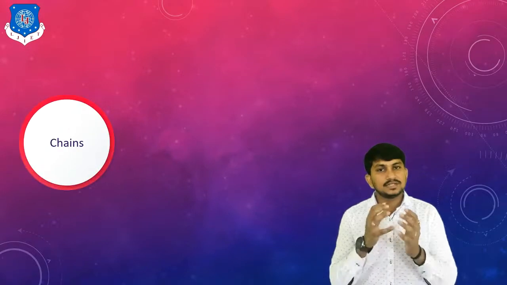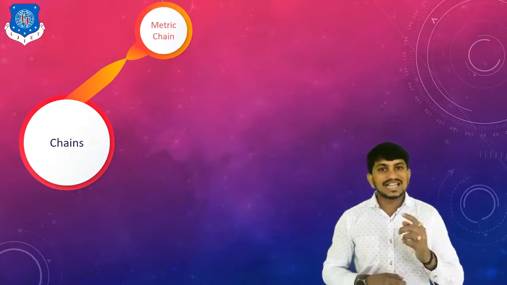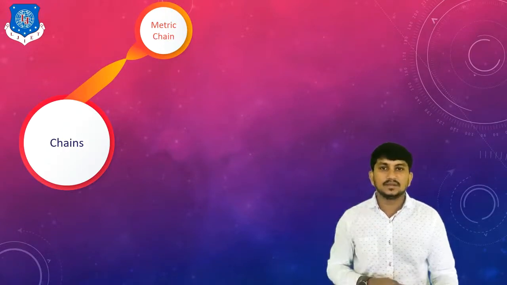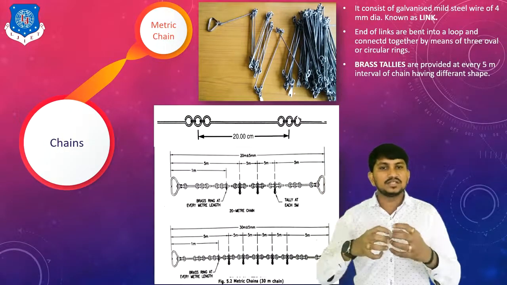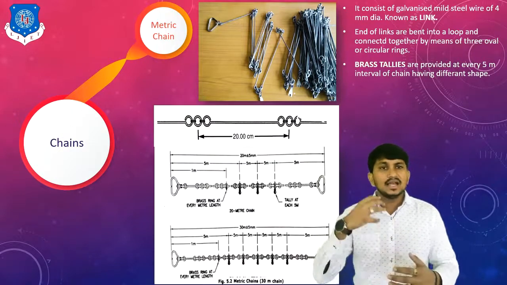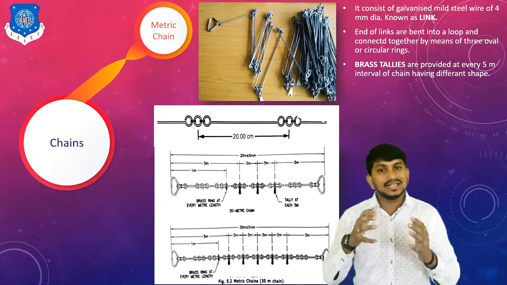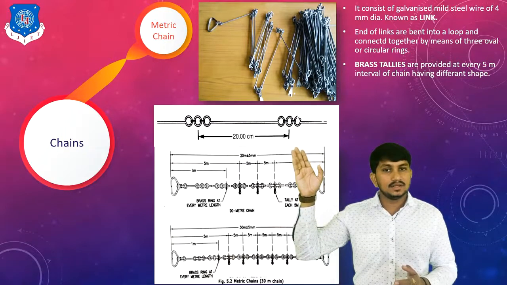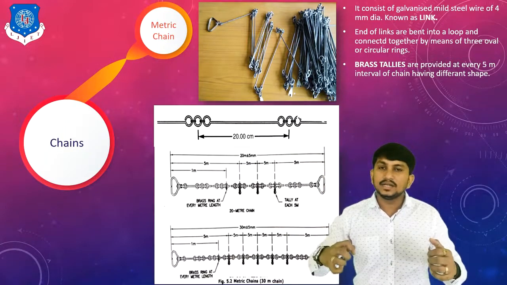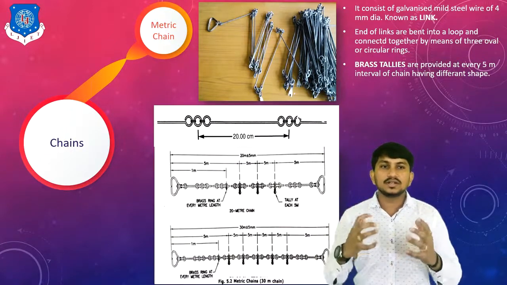Chain is the instrument which is used for taking the distances. There are various types of chain based on sizes. First is metric chain. This is the image of metric chain in which number of links are attached with each other. It consists galvanized mild steel wire of 4 mm diameter, which is also called as link. The link distance is about 20 centimeter, as you can see in this. The end of the links are bent in a loop and connected together by means of 3 oval circular rings.